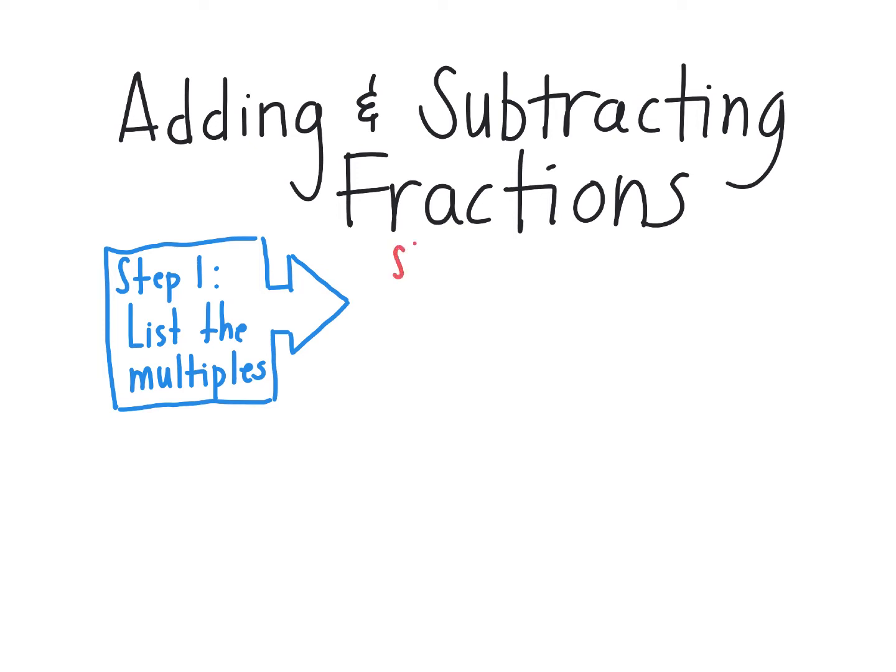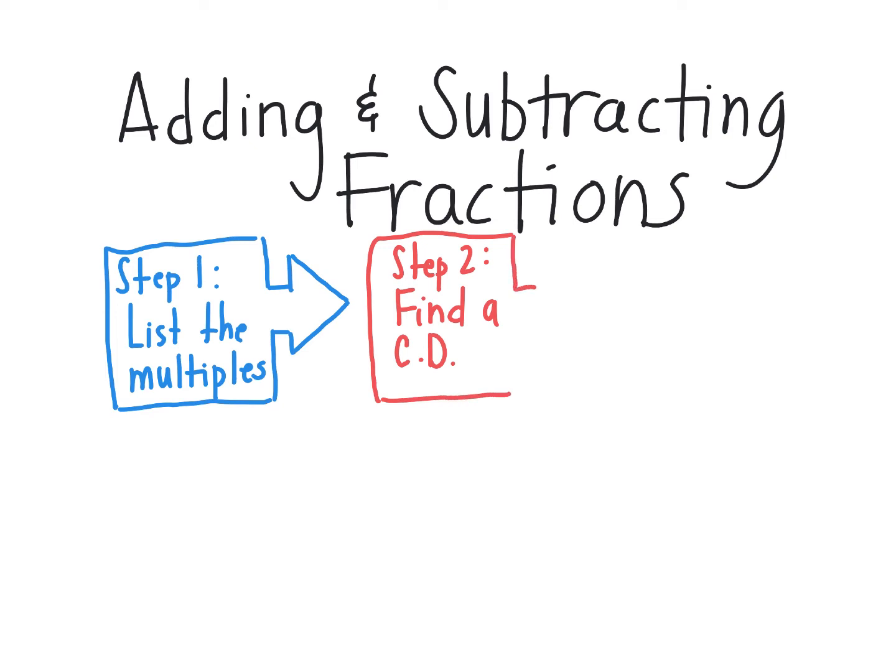Step two is find a common denominator. So we're going to put a CD, because by now you should know what that means, a common denominator. Okay. So that's the second thing that you're going to do, is find a common denominator. You find that multiple that matches.